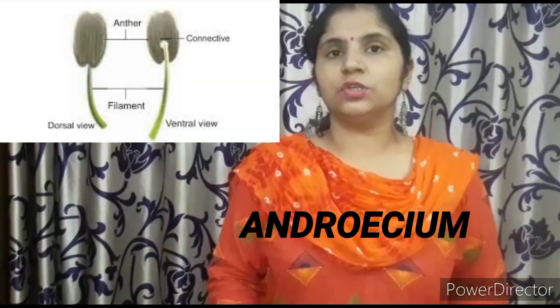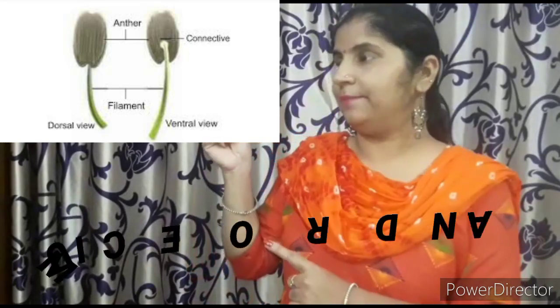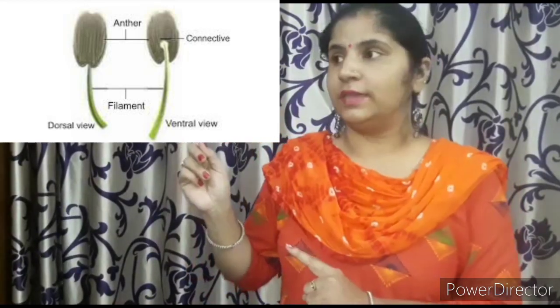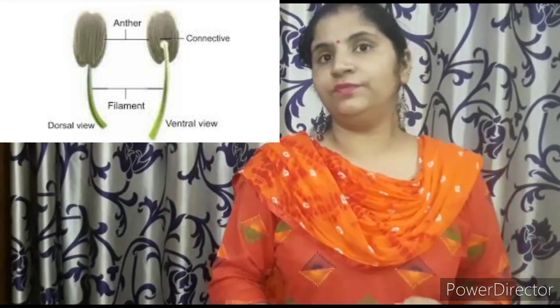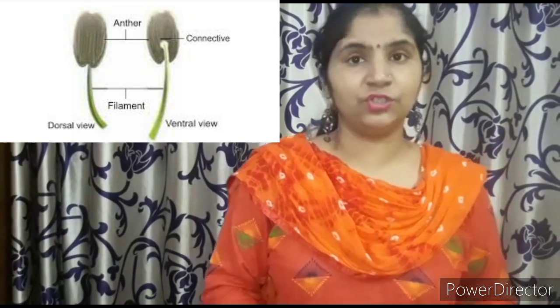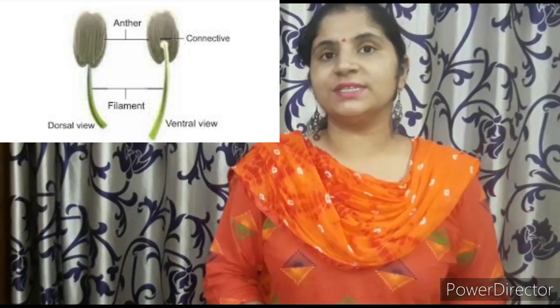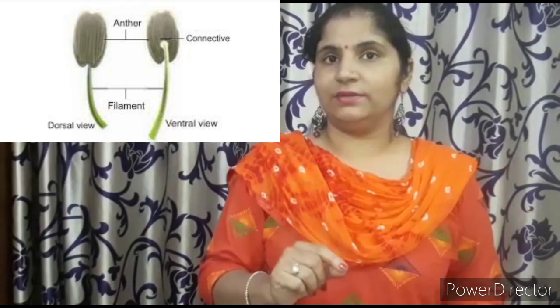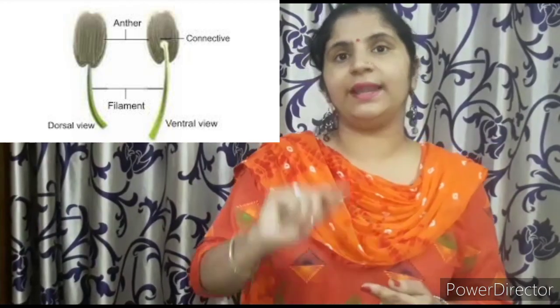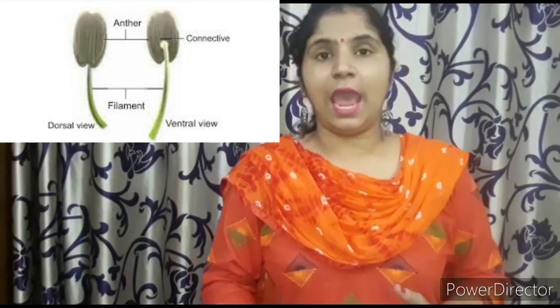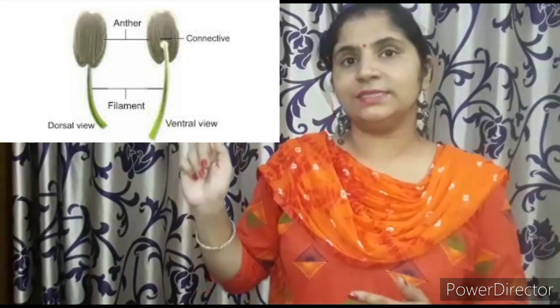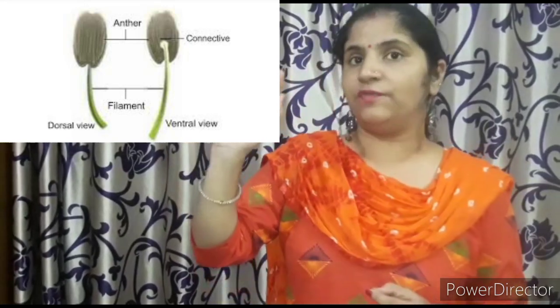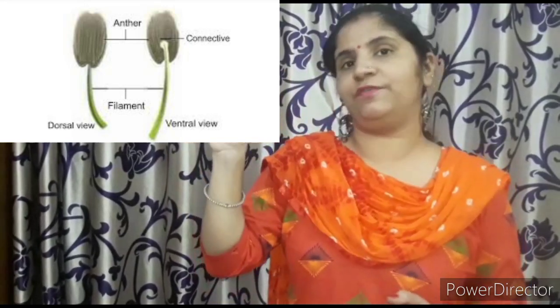Now the third whorl of the flower is known as androecium. In this diagram you will observe that the male part of the flower is known as androecium, and androecium consists of thin thread-like structures known as stamens, and each stamen consists of a long tube called filament, and at the tip of the filament the anther is present.